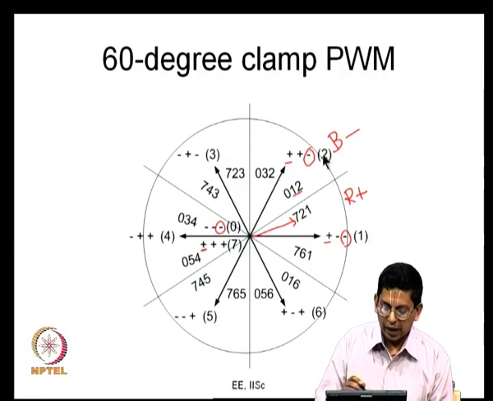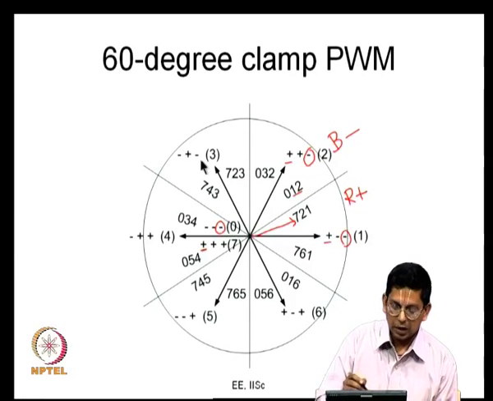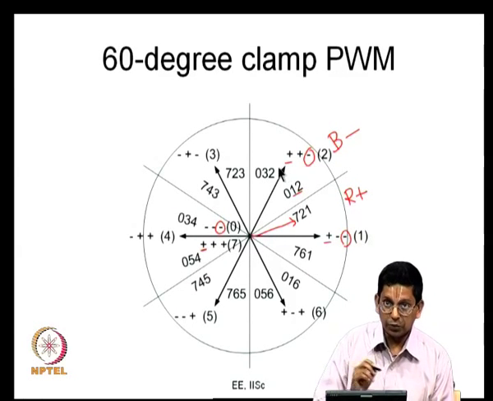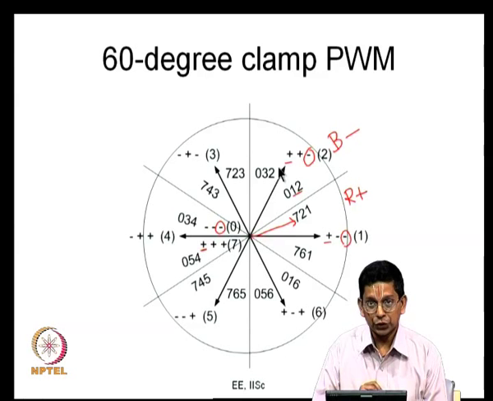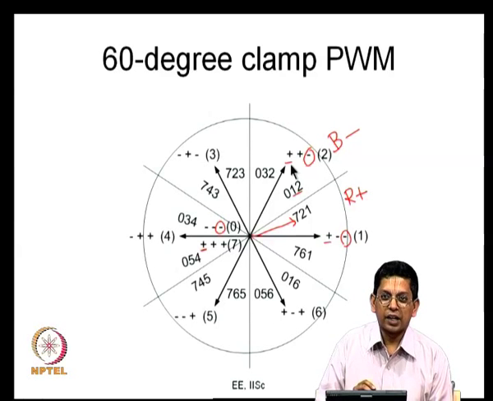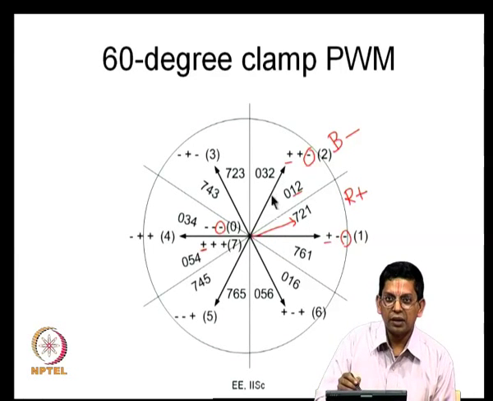What else? B phase. This is the R phase axis, this is the Y phase axis, and this is the B phase axis. This is the positive B phase axis and this is the negative B phase axis. So, you are in a region where the B phase is most negative, close to its negative peak. That is what you get in this region.